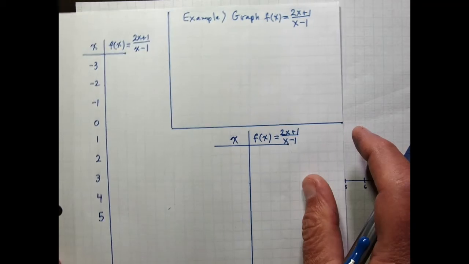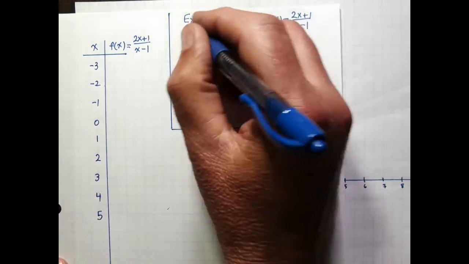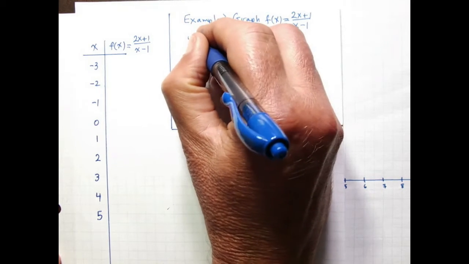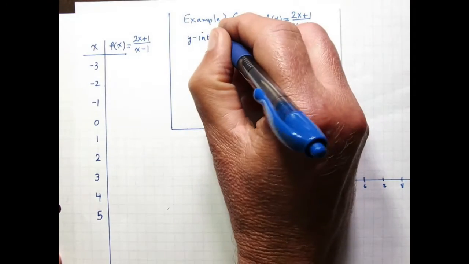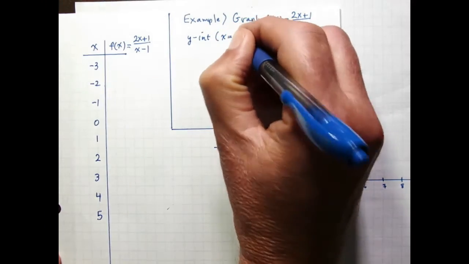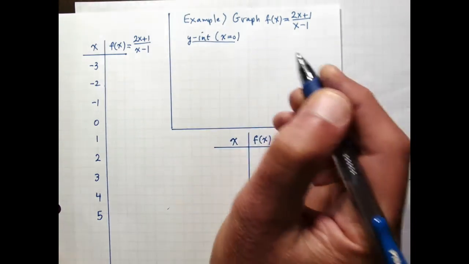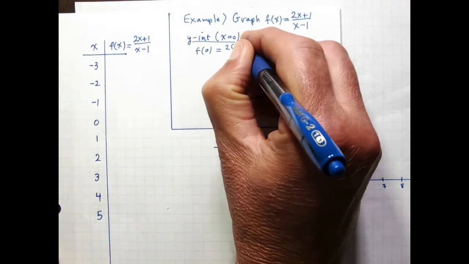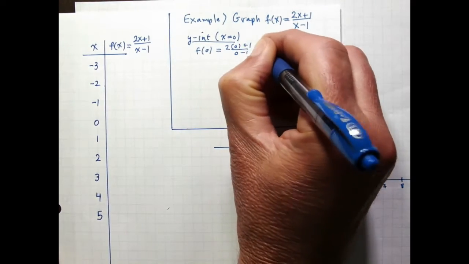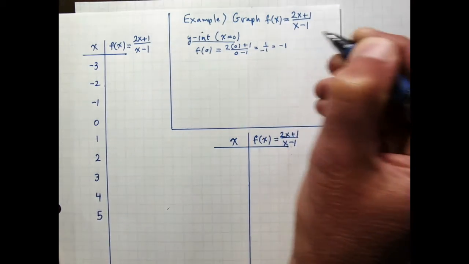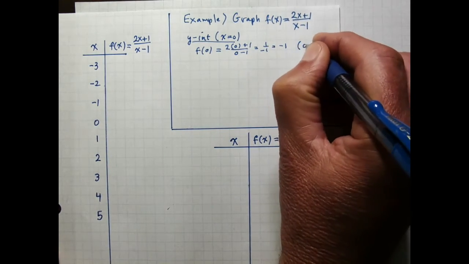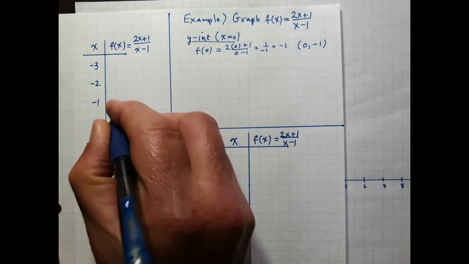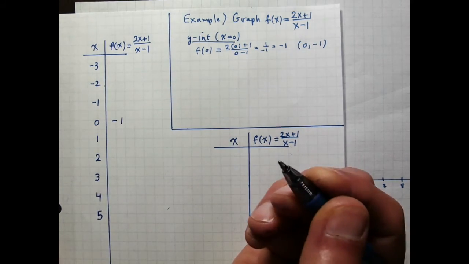One thing I didn't say in our previous example is that, just like graphing we did earlier in this course, it's always easy to look for a y-intercept and x-intercept. First, let's look for a y-intercept. If we set x equal to 0, f of 0 is (2 times 0 plus 1) over (0 minus 1). That's 1 over minus 1, or negative 1. So the y-intercept is the point (0, negative 1). I have 0 on my table here, so I'm just going to fill that in.